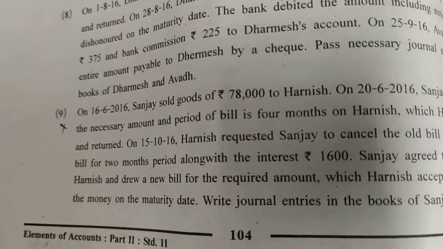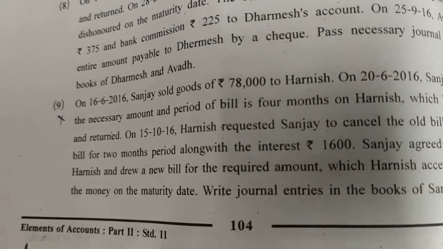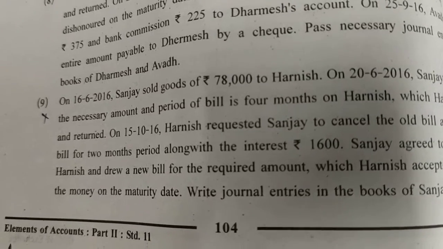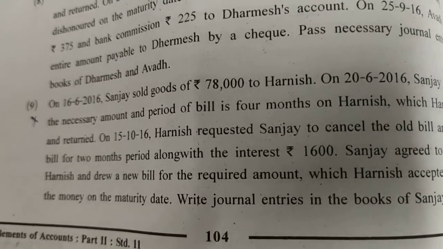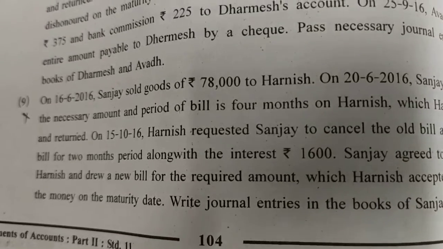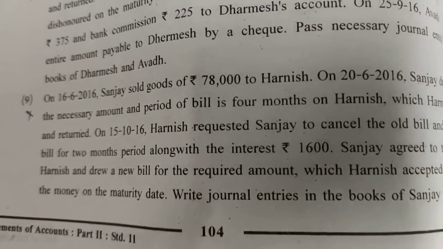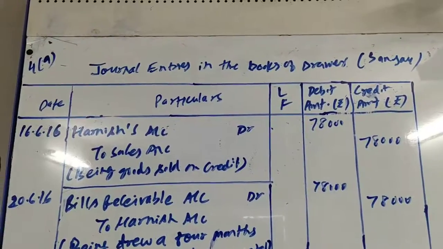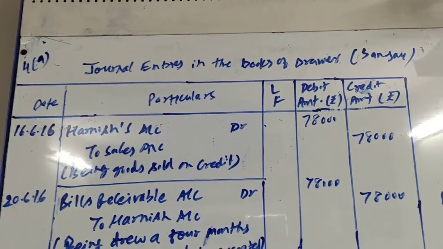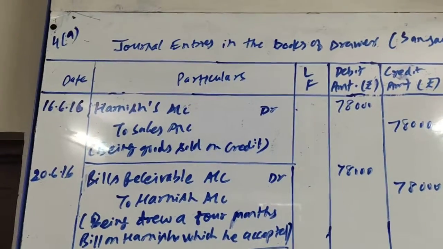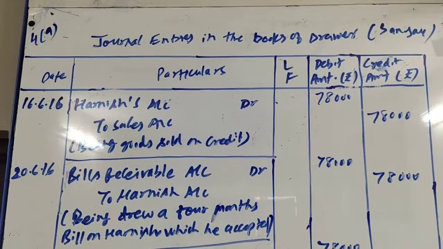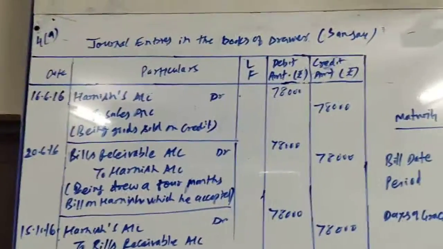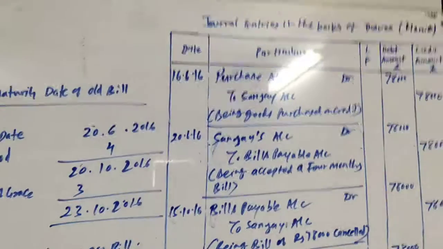First of all, we will pass the entry for the purchase and sale of goods. Goods is sold by Sanjay to Harnish and amount is 78,000 and date is 16/6/2016. Journal entries in the books of drawer Sanjay: Harnish account debit to sales account 78,000 being goods sold on credit, and the same will be recorded in the books of Harnish as a purchase.